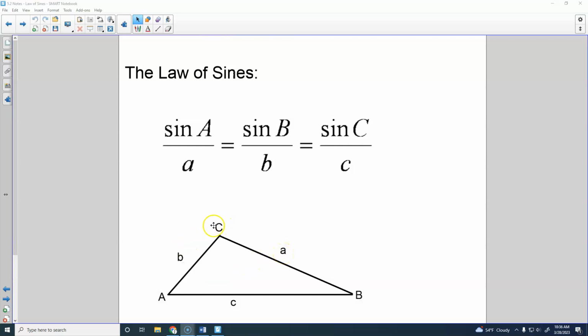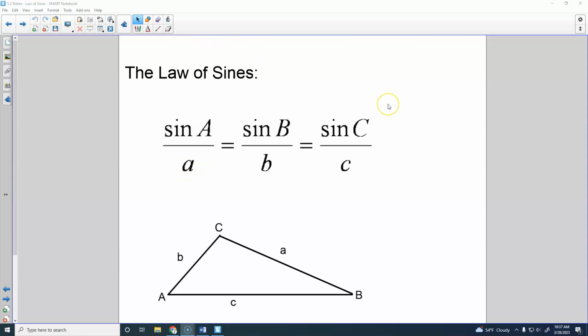All right, so you can see here, angle C is across from side C. Angle B is across from side B. So it's a sine of an angle over the side across from it. You will never use law of sines in this form. You will always pick two pieces of it, right? We can't solve an equation that has three equal signs in it. So what you're going to see is you might have sine A over A equals sine B over B, or you might have sine C over C equals sine A over A. You'll have two of those pieces equal to each other for this.